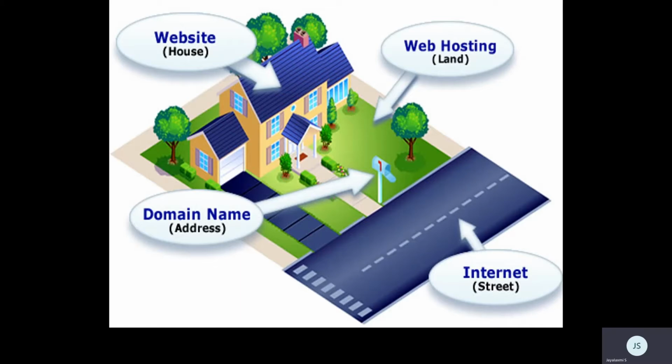Consider a house as a representation of a website. In a house we have multiple rooms, and each room is considered a web page. A combination of these rooms makes a house, just as a combination of web pages makes a website. The house can be identified with an address, a specific unique number, and a website is identified with something called a domain name.